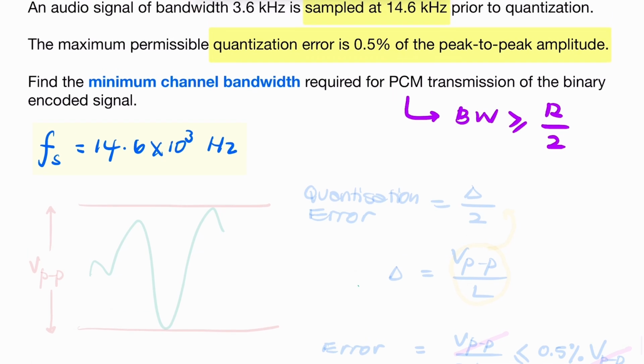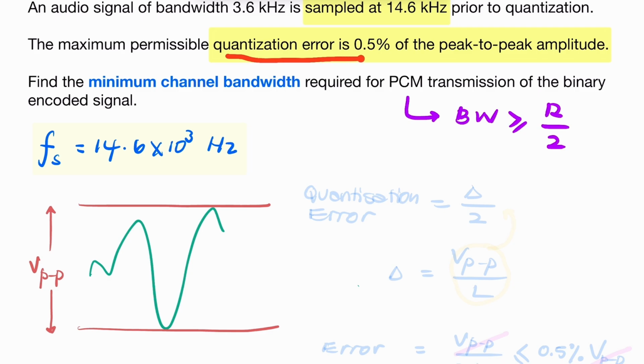I guess if you think of a signal like this with a peak-to-peak voltage, let's call that V peak-to-peak. We're told that the quantization error is 0.5% of that. So what's the quantization error?